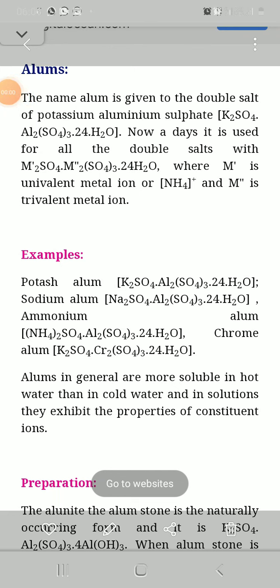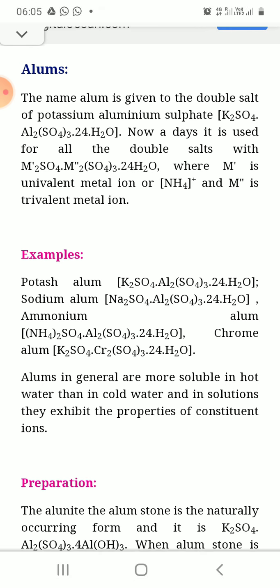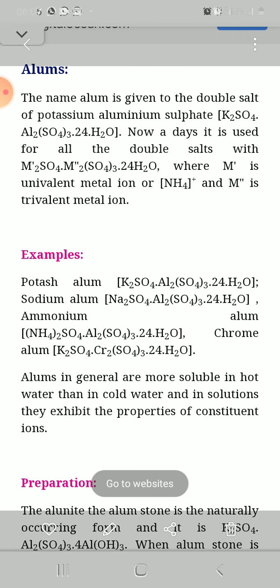Good morning, students. Next we can study about alums. The name alum is given to the double salt, that means potassium aluminum sulfate, K2SO4. The formula is K2SO4 Al2(SO4)3 24H2O. This is called potassium aluminum sulfate, and shortly we name it alums.